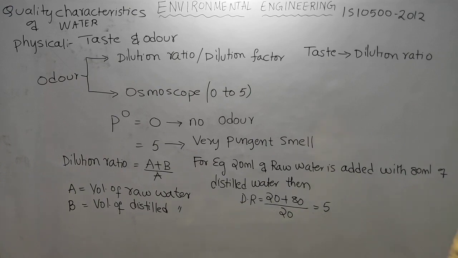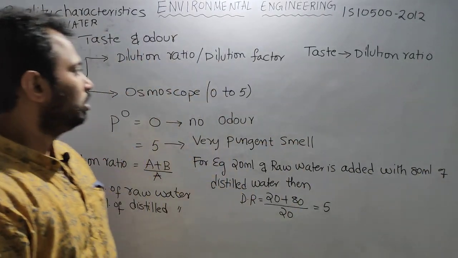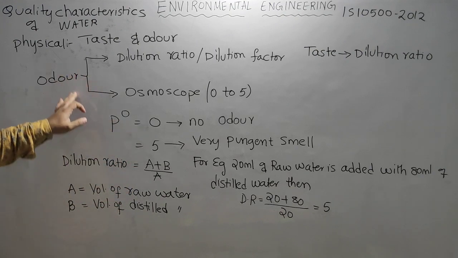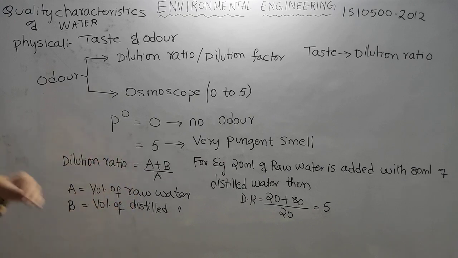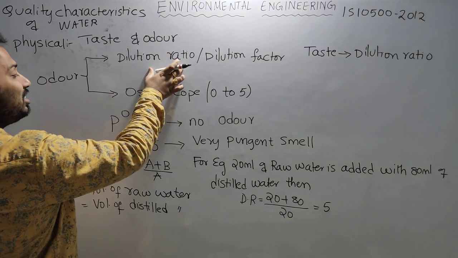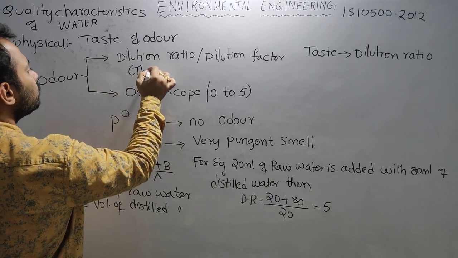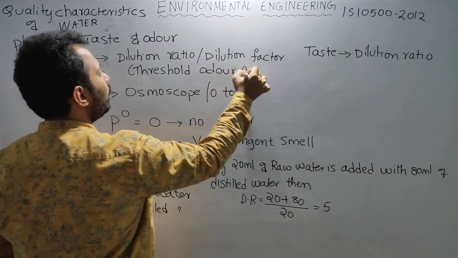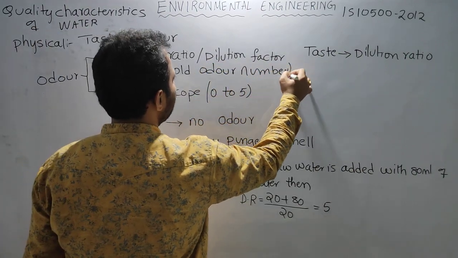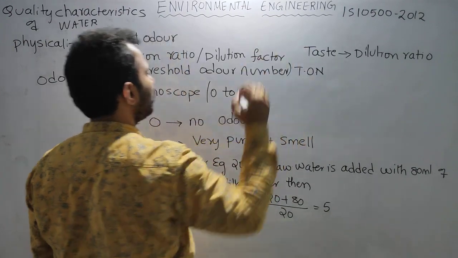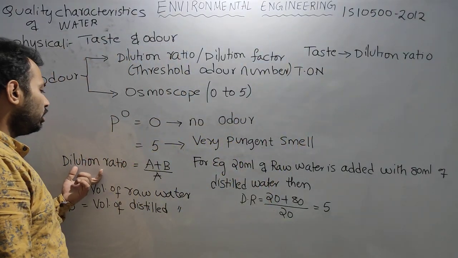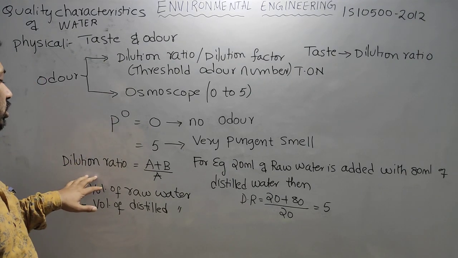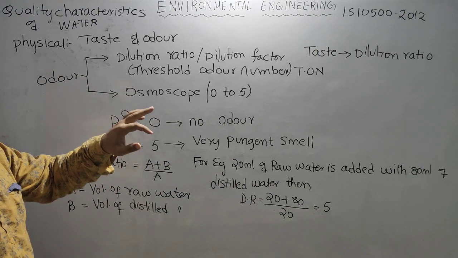Now, for odor we call this the threshold odor number. This dilution ratio is named threshold odor number, that is TON. So when you are doing the dilution ratio for odor measurement, we call it the threshold odor number.